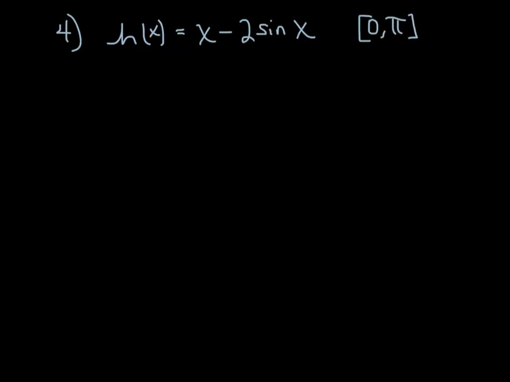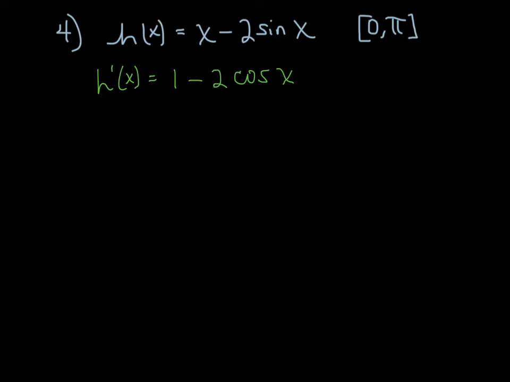Okay, so not to fear, we now have a more challenging one. Didn't want to bore you for too long. So this time we have h of x equals x minus 2 sine x, and we're on the closed interval 0 to pi. So once again, we're going to take the derivative of the function. That would be 1 minus the derivative of 2 sine x. 2 is a constant, copy that down. The derivative of sine is cosine x.